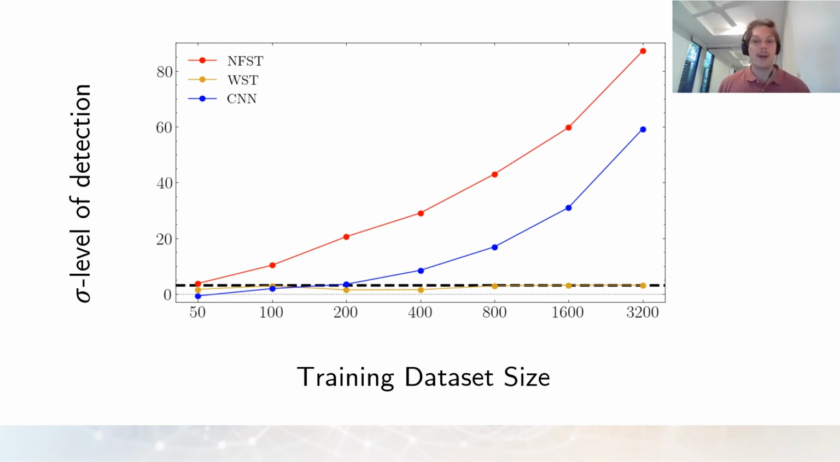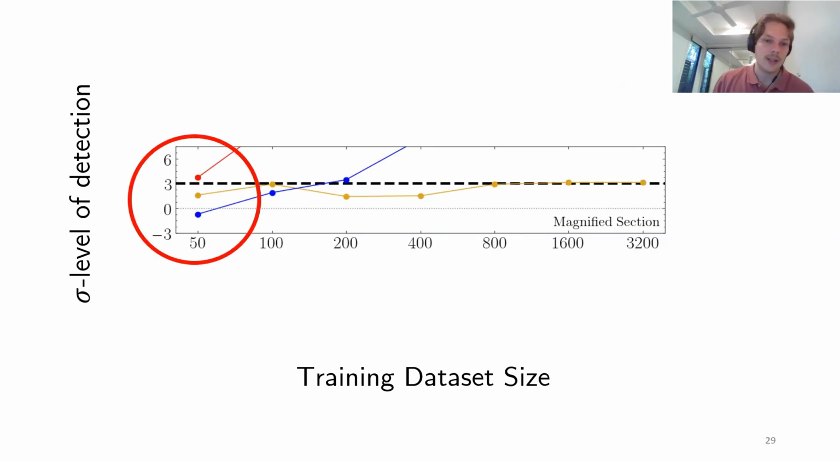You'll see the CNN gets better and better as we introduce more data, as does the NFST, but slightly less respective to the CNN. But this is because our NFST is nice and robust, and it works particularly well down at these small training dataset sizes. So if I zoom in a little bit, down to just 50 training patches, you can see that the NFST does make a detection, which is a really good sign that this model we've come up with is able to detect parity violation even with few data samples.